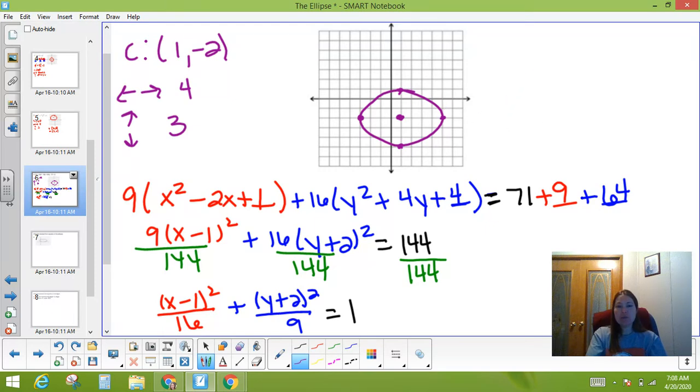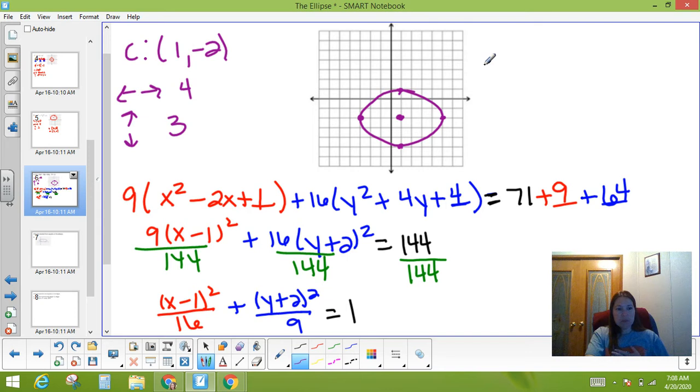All right, so again, domain is left to right. So you can count that it goes from negative 3 to 5, or you can say 1 minus 4 is negative 3, 1 plus 4 is 5. You can count that the range goes from -5 to 1, or you can say -2 minus 3 is -5, and -2 plus 3 is 1, to get your domain and range.